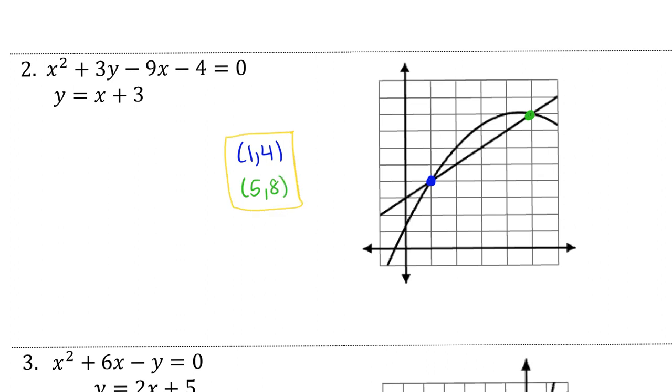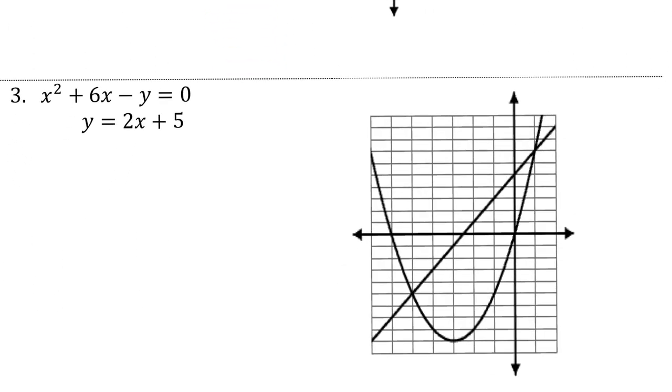Okay, let's look at one more graph and then we'll do this algebraically. We have a parabola and we have a line. So I see 2 points of intersection. One is over here. What is this? (-5, -5). And then what's my other point over here? That looks like x is 1 and y is 7, so (1, 7).